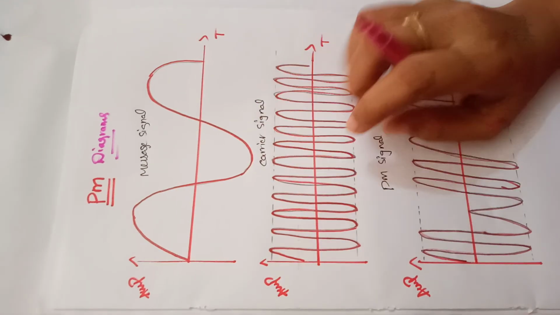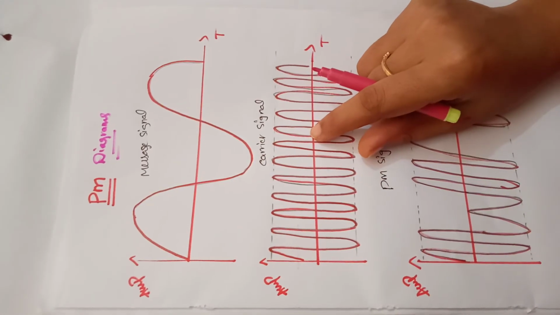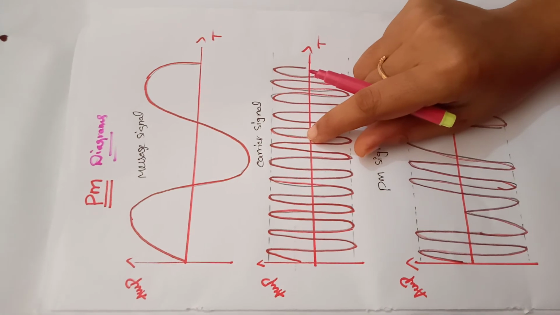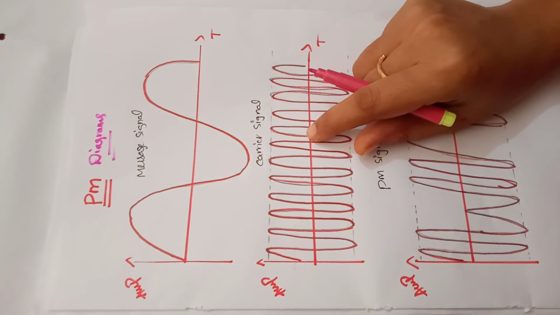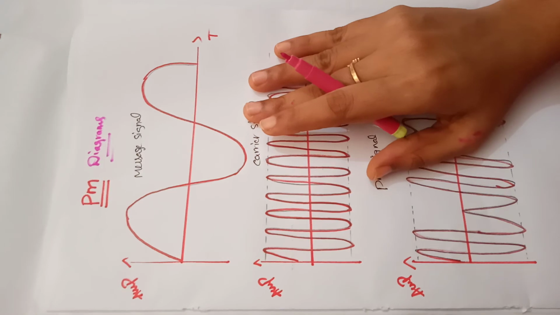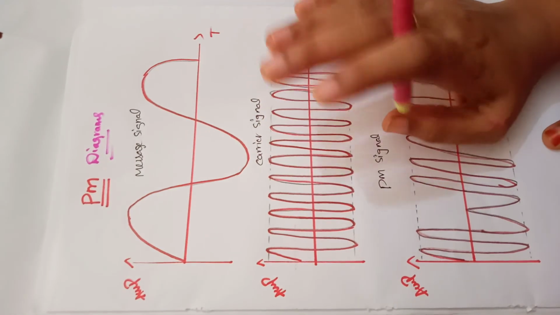Phase modulation is primarily used in some mobile radio services, and other applications use frequency modulation. This is a frequency modulation technique.